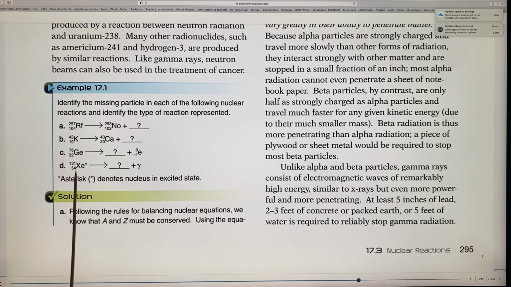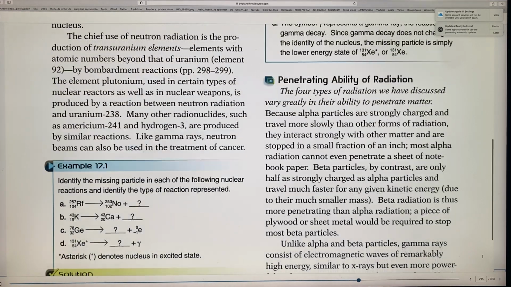How about this one? This will be the last one we're going to do right here. You have 131 over 54. 131 is protons and neutrons, and 54 is the protons. You have xenon. It says the asterisk denotes the nucleus is in a very excited state. So it's very excited. When you have a very excited state, you're going to have gamma rays. So does gamma radiation change anything? No. This whole thing is going to stay exactly the same, but just emit gamma rays.